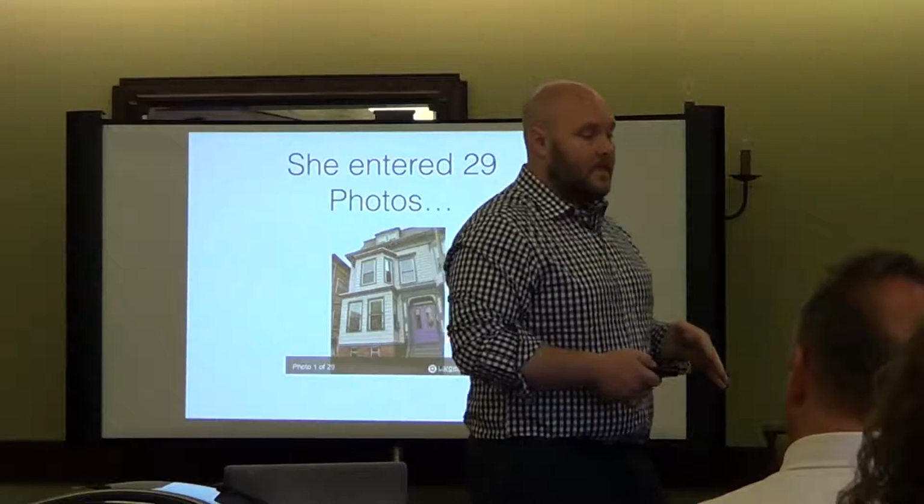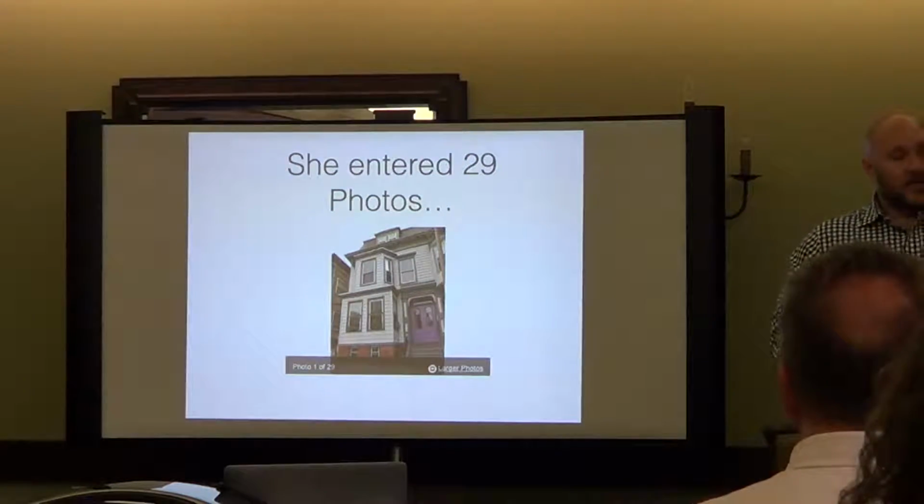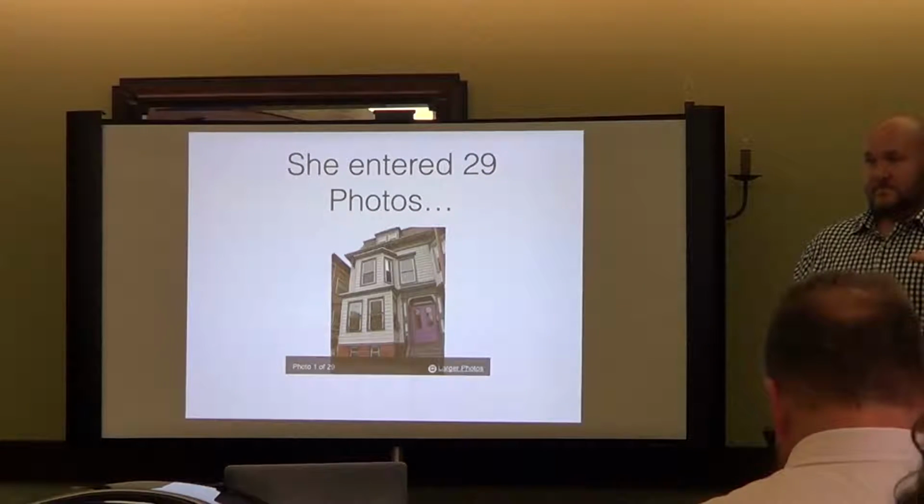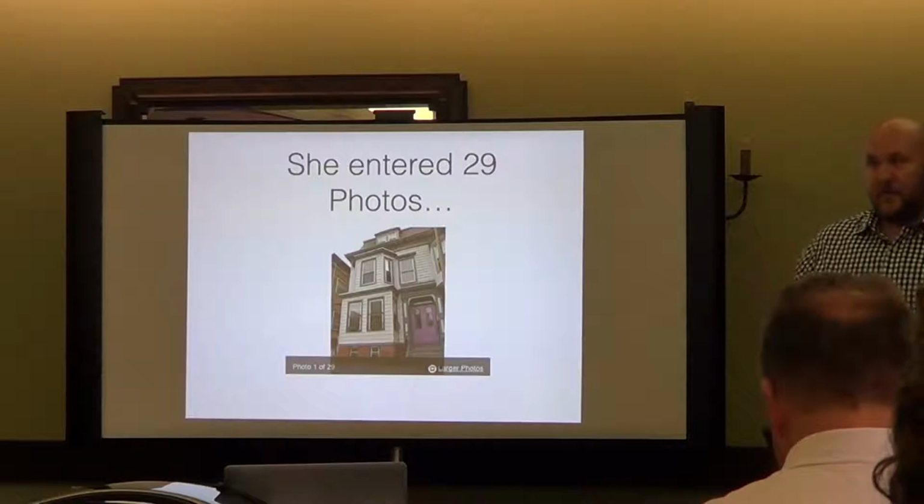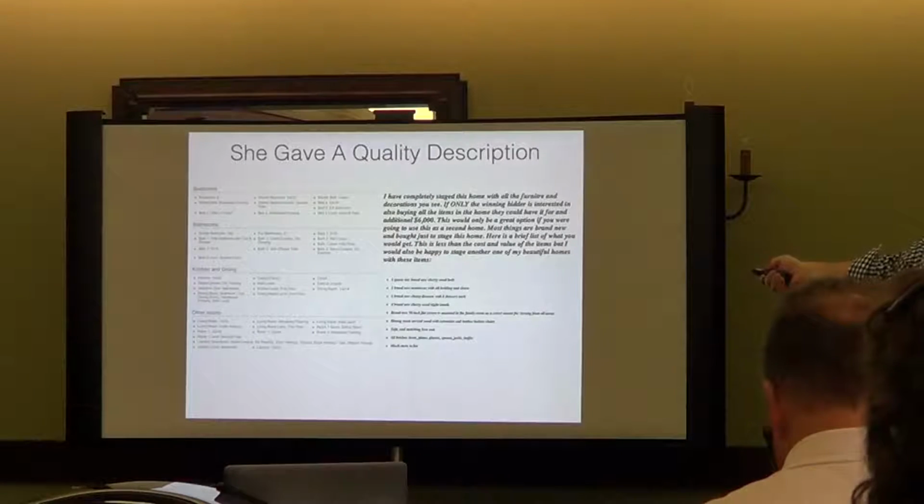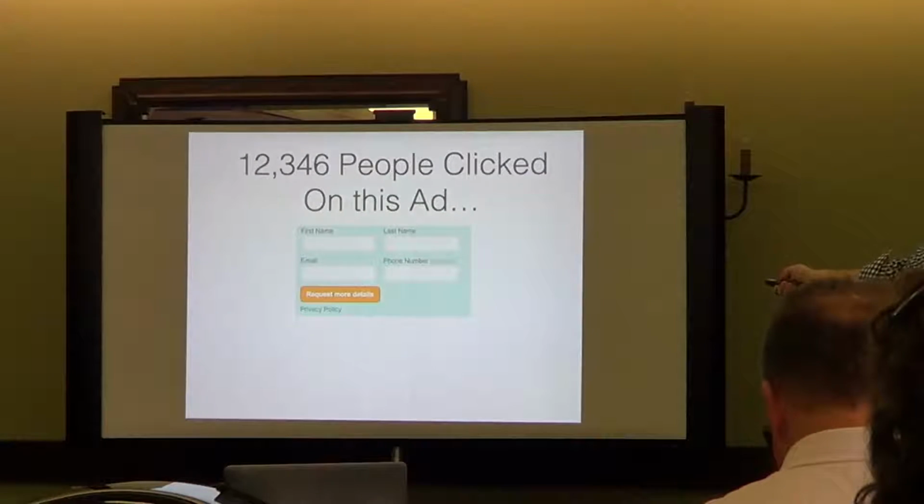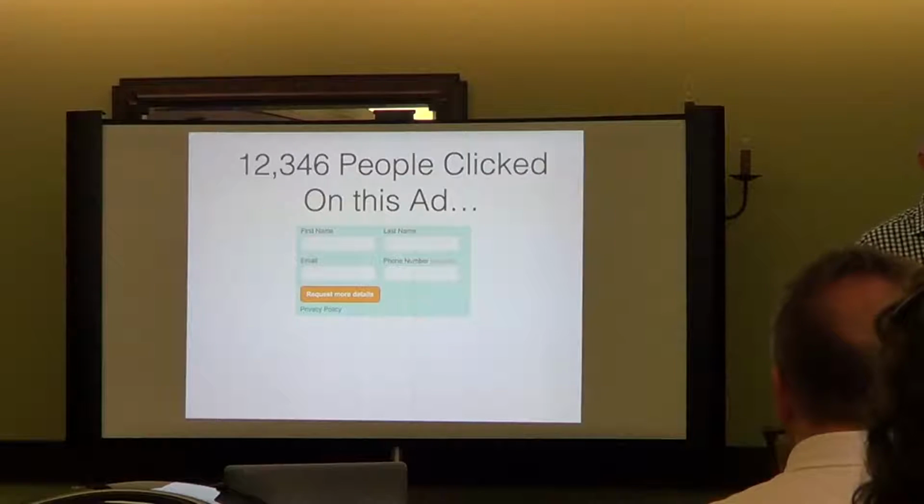Now, the reason I'm telling you to do this is one of my students, this woman, Karen Sterling, she copied this method. Now, she put 29 pictures of her property. If you want to add more photos, add more photos. She took 29 photos. She added a quality description. She did a 2-minute walkthrough tour of her property. 12,346 people clicked on her ad.